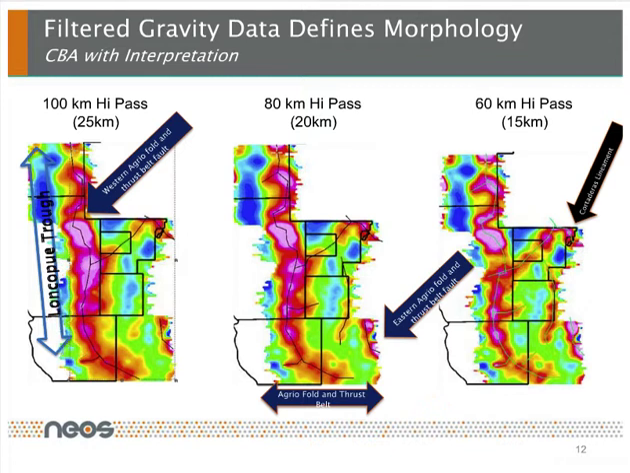The middle plate shows the Agreo fold and thrust belt itself and the eastern Agreo fold and thrust belt fault. The right-hand plate shows the Cordillera lineament, which is a major lineament that extends from the northwest to the southeast throughout the region.